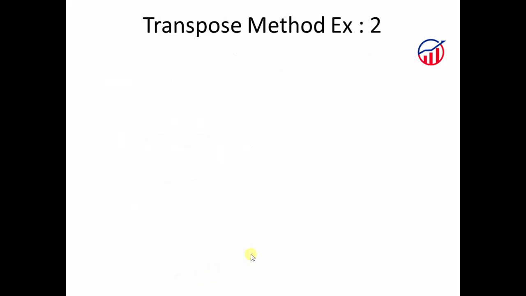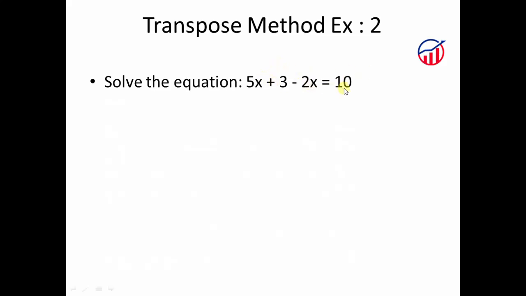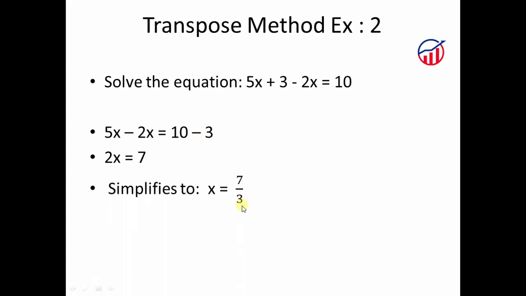Now let's do the same with the transpose method. So same equation we are going to pick up over here. Solve the equation 5x plus 3 minus 2x is equal to 10. So what is the transpose method? You put all the variables on one side, you put all the constants and the numbers on the other side, and go about solving this problem. So what's going to happen? You will have the LHS same over here, the variables on the left, and this 3 is going to go to the right hand side. So you have 5x minus 2x is 10 minus 3. So you have 3x is equal to, sorry, 3x is equal to 7 and x is equal to 7 upon 3.